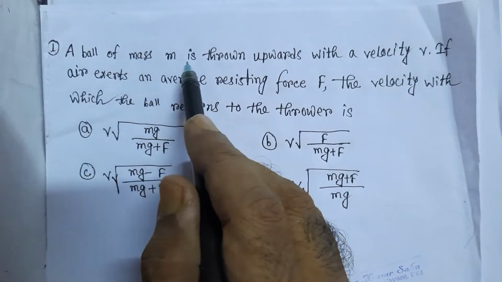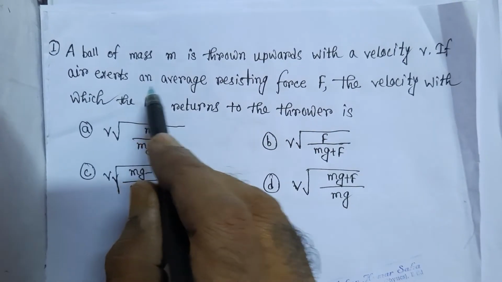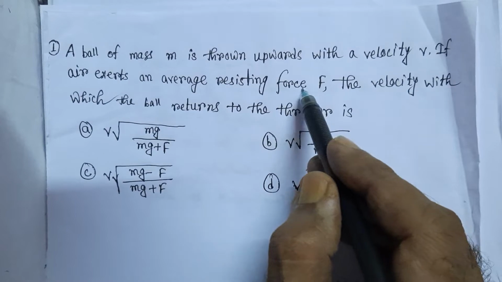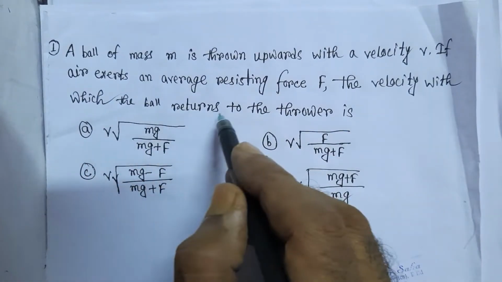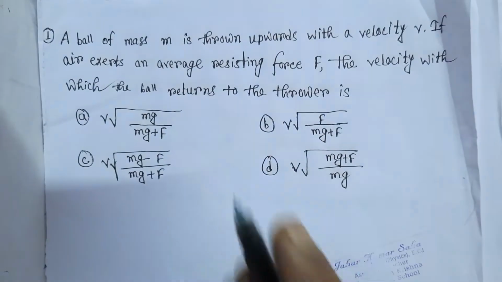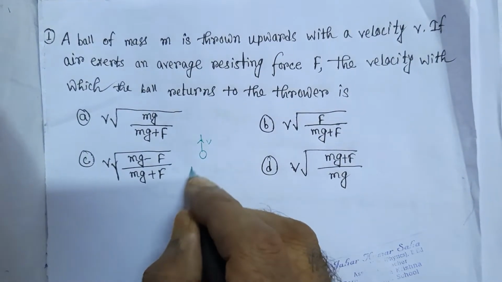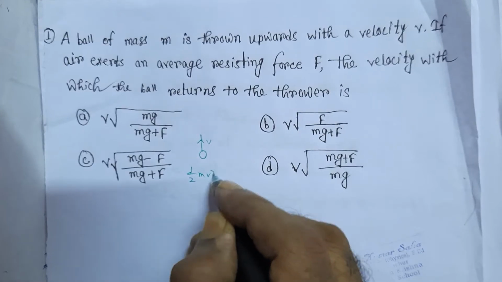A ball of mass m is thrown upwards with a velocity v. If air exerts an average resisting force F, the velocity with which the ball returns to the thrower is. Now, the ball is thrown with a velocity v. So, the kinetic energy of the ball is half mv square.